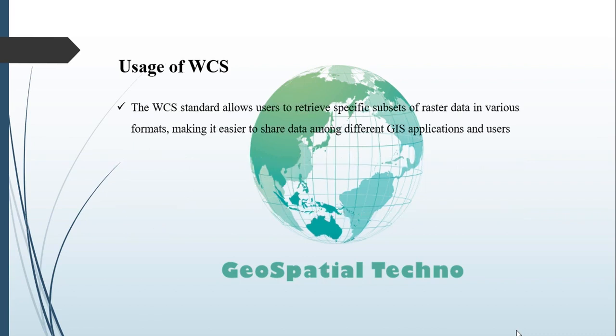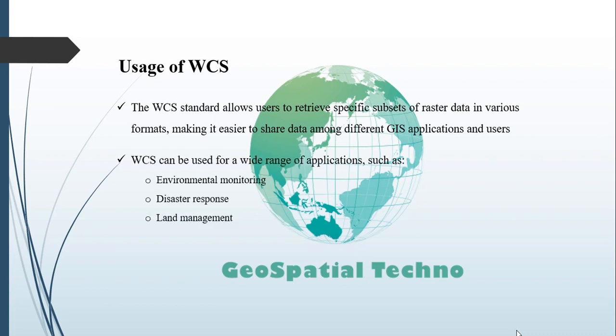Usage of WCS. The WCS standard is used to provide access to raster data over the internet. It allows users to retrieve a specific subset of raster data in a variety of formats, making it easier to share and distribute data among different GIS applications and users. The WCS can be used for a wide range of applications.